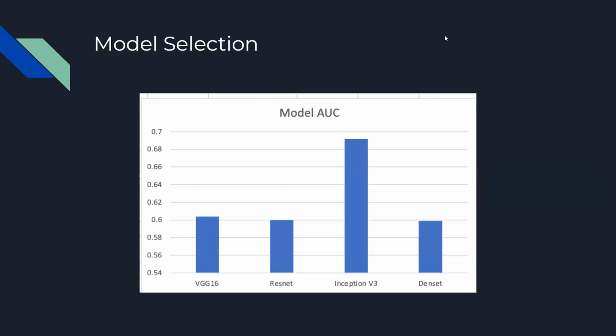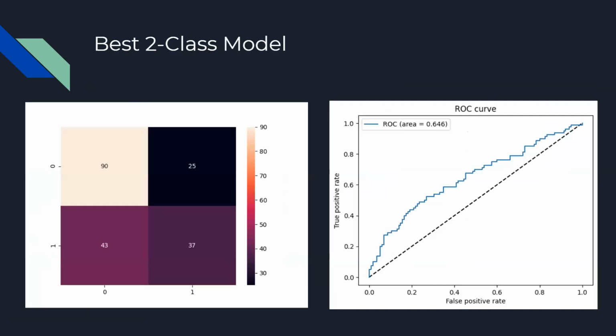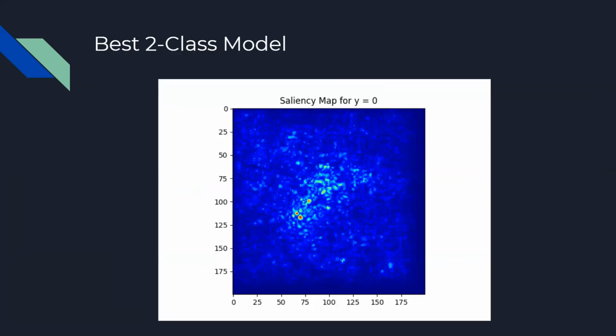We found that Inception v3 is the best model for this task based on AUC. And then looking at our best 2-class model, it's doing great with the AUC of 0.4646, which is exactly what we want. And the saliency map looks great. The center of the image is highlighted, showing that the network really is learning something fundamental about the data set.